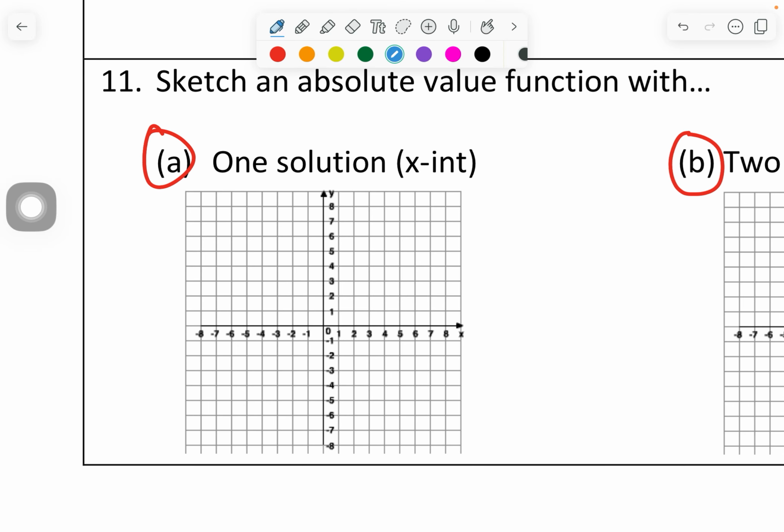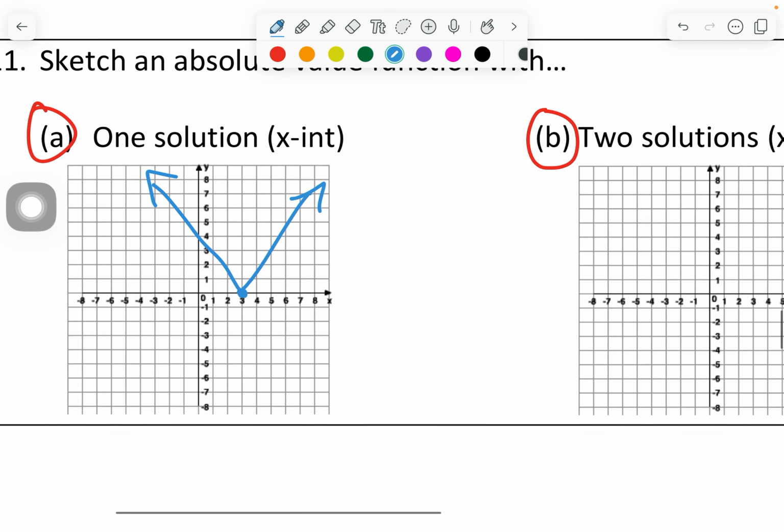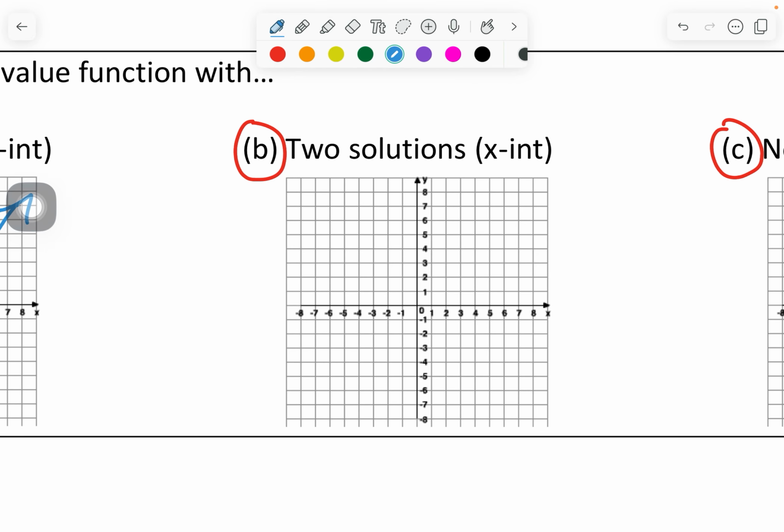So one solution, that means the vertex needs to be on the x-axis. And then it can go up or down. So I'm going to make mine go up. And then two solutions, the vertex can be anywhere you want. It just cannot be on the x-axis. If I put it up here, your graph has to go down. If you put it down here, your graph has to go up because of the two solutions right there. So those are two different graphs.